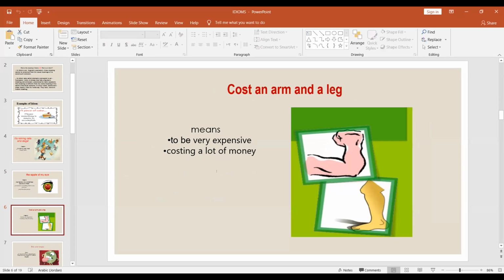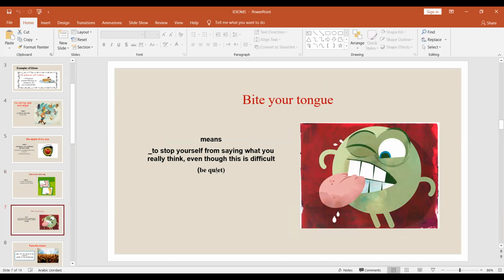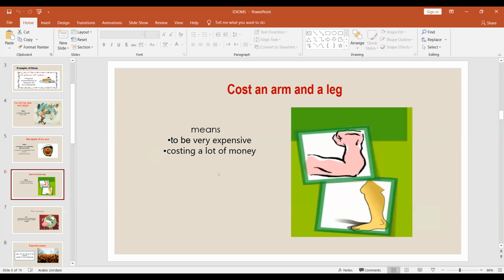When we listen to someone say that something costs him an arm and a leg, or this car costs me an arm and a leg, we will be amazed. What does that mean? It means that this thing or this car is very expensive and costing a lot of money. Exactly. We don't mean here an arm or a leg. We mean that it was very expensive.